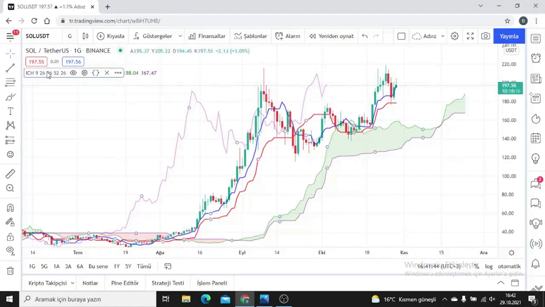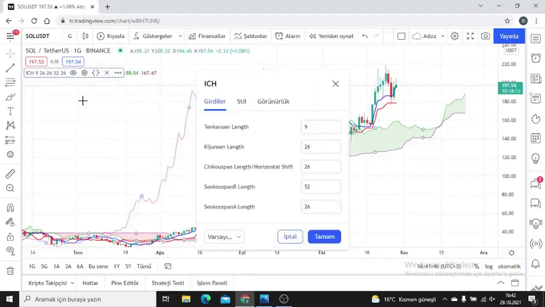Now let's move on to our indicator, guys. I do not change the input settings of the indicator. The logic here is this, friends. It creates a buy signal when the Tenkan-sen crosses the Kijun-sen upwards. Likewise, when the Tenkan-sen cuts the Kijun-sen to the downside, it creates a sell signal.